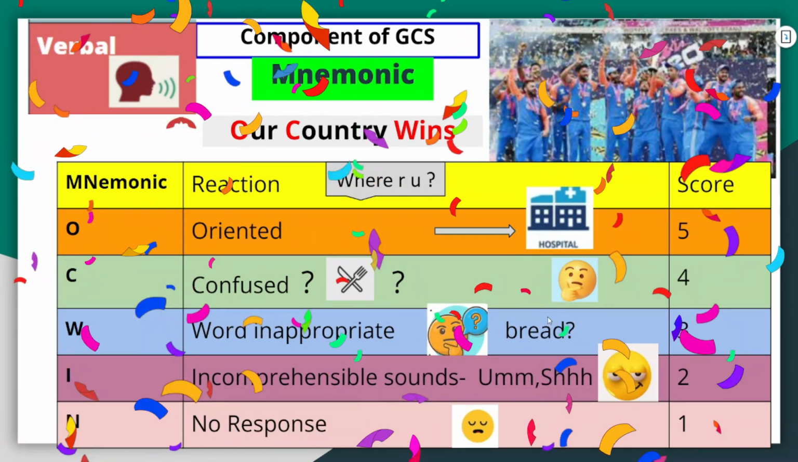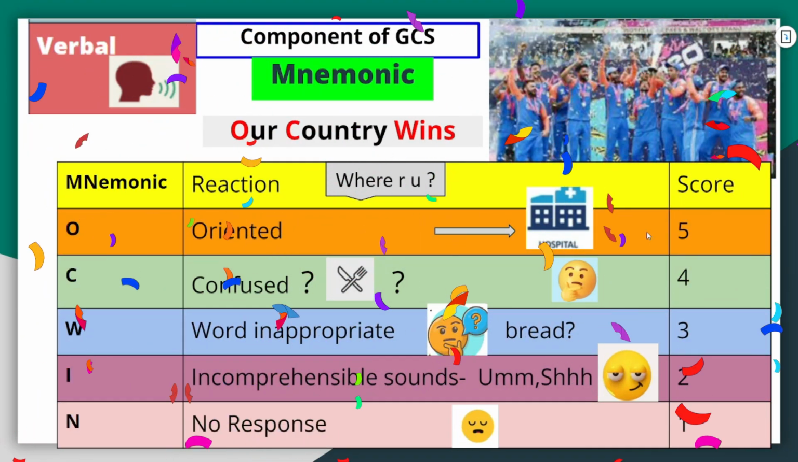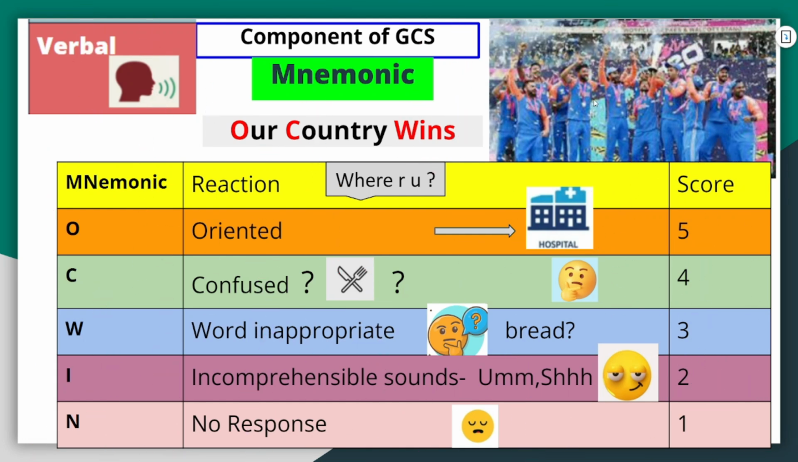Verbal response, the mnemonic is OUR COUNTRY WINS. Remember this picture of India winning the World Cup. O stands for oriented. If the patient is asked where are you or which month it is, and replies correctly that he is in the hospital, it means he is oriented, so the score is 5. C stands for confused. In response to the above question, if he replies I don't know, or maybe says at a hotel or a bus station, it means he is confused, so the verbal score is 4.